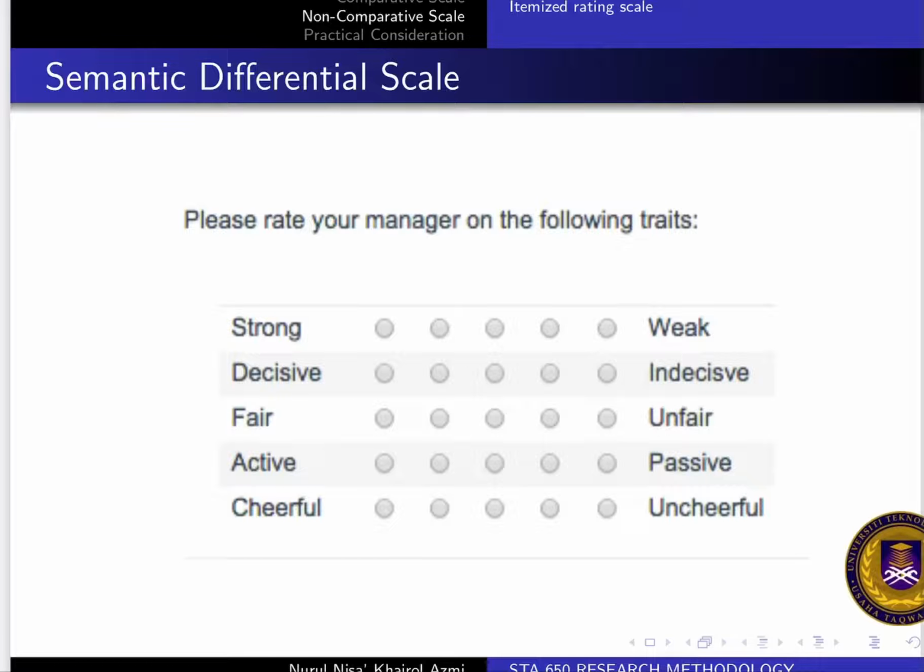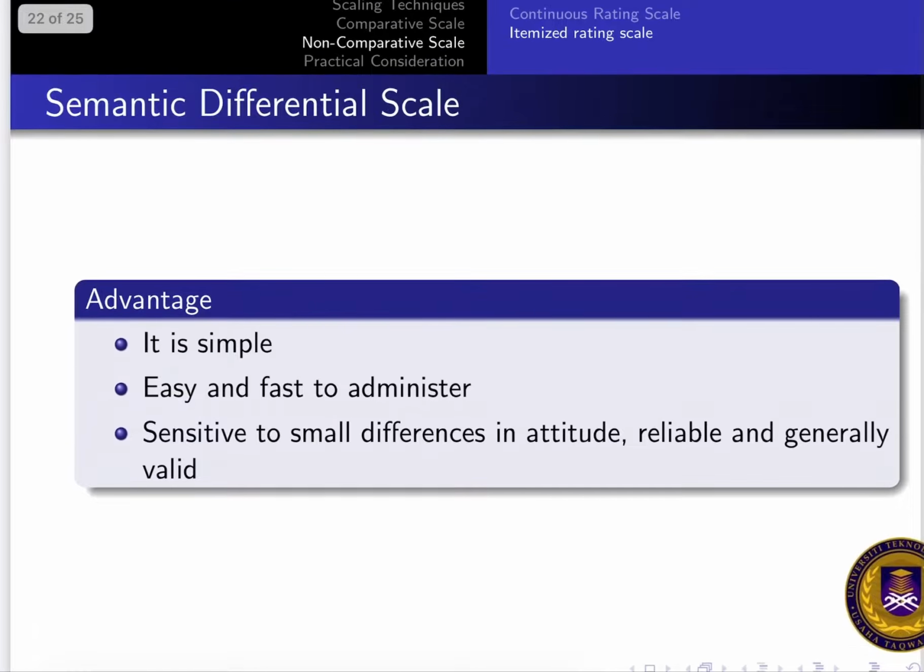In this case, the adjectives used are from strong to weak, decisive to indecisive, fair to unfair, active to passive, cheerful to uncheerful. So you can rate according to the traits given here. The advantage of the semantic differential scale is that it is simple, easy and fast to administer, sensitive to small differences in attitude, reliable and generally valid.